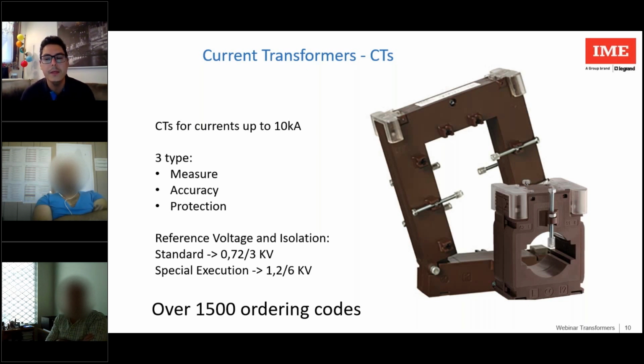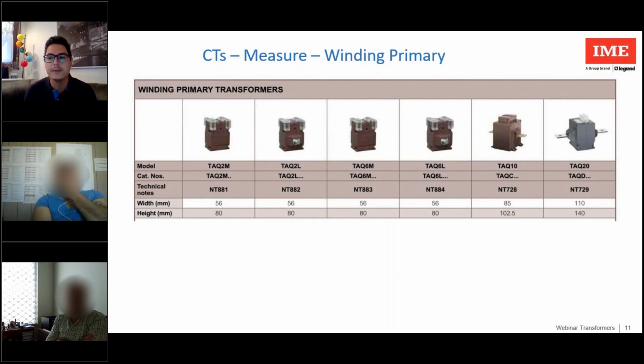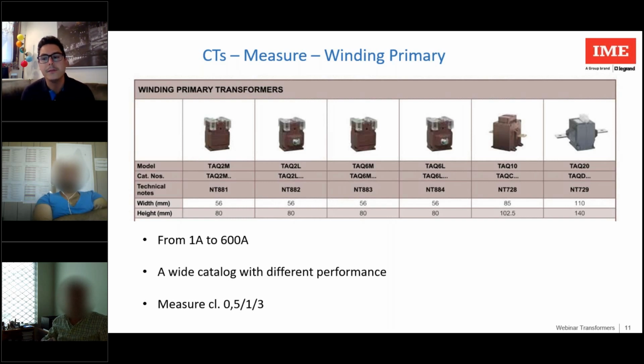We begin to see the measurement CTs, in particular those intended for low currents, the primary wound CT. In the range, we have a primary wound CT to measure current ranging from 1 to 600 amps, with different performance and accuracy class. They are generally chosen to measure low currents up to 50 amps and maintain a good level of precision. This is because the magnetic field generated by these currents does not allow an accuracy to be reported on the secondary side.